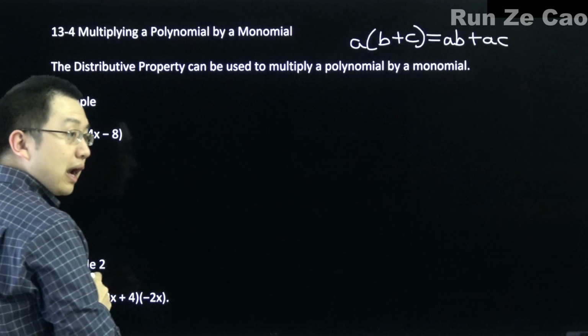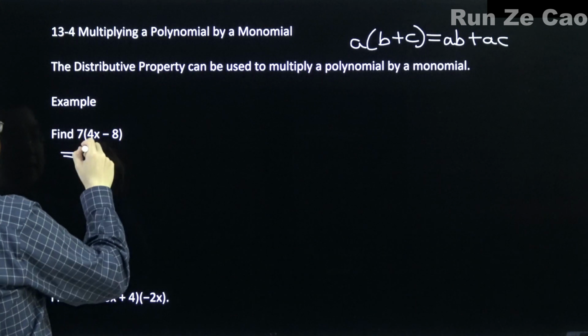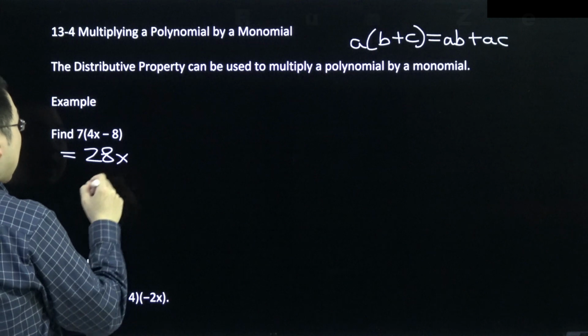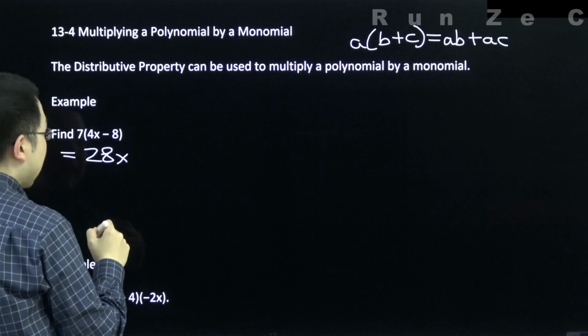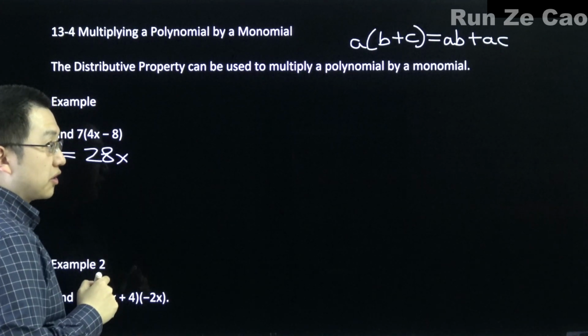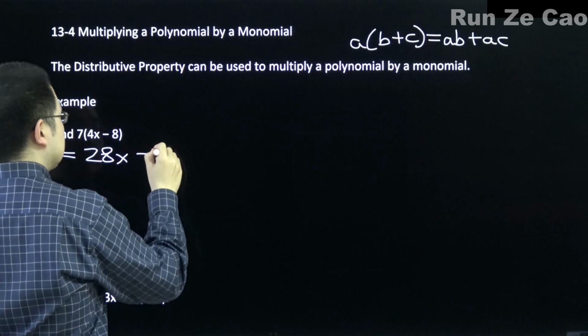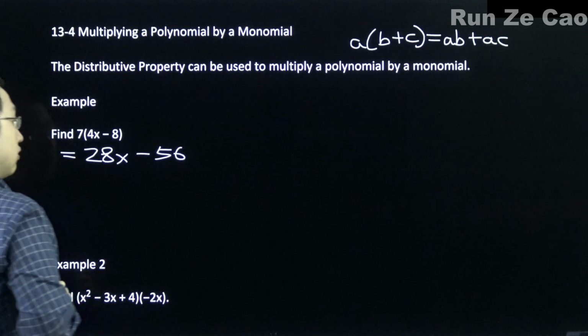That's 7 times 4x, which is 28x. And then minus 7 times 8. Or rather, plus 7 times negative 8. So 56.